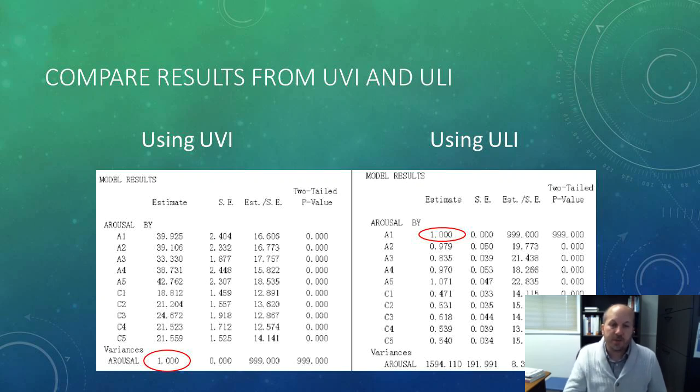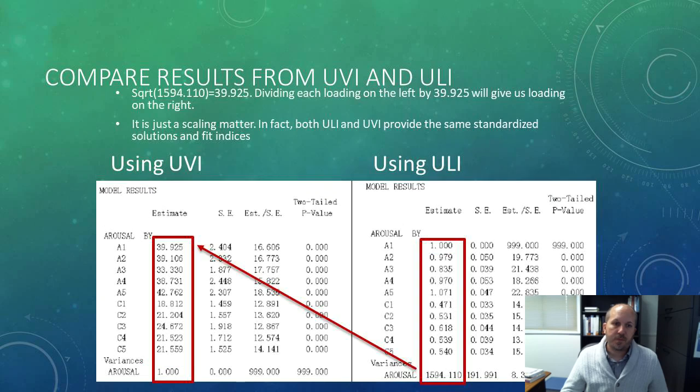You can see that the numbers are quite different between those two in the unstandardized results. However, in the standardized, you really won't see much of a difference. So let's compare those two and look at where they come from and why they're not much different. One more piece between that: when you do a UVI, you're setting that variance to 1, but where it gets the scale for A1 is by taking the unrestricted variance of arousal and then taking the square root of that. And that's where you get that 39.925, that starting value for A1.